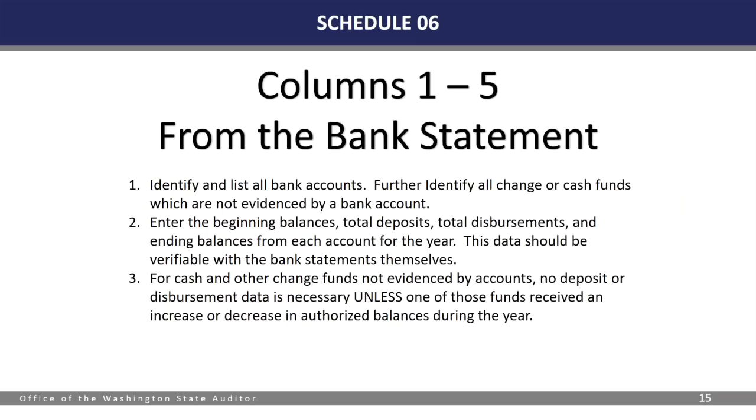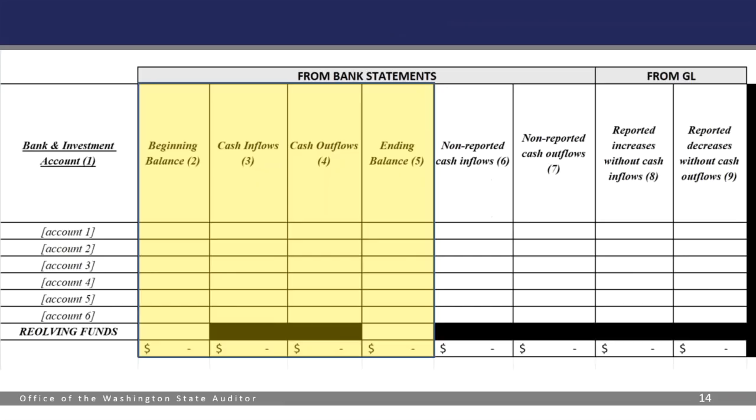As stated earlier, cities and counties should include all bank accounts and investment accounts. Although most likely immaterial to your total cash, we'll also need to know the balances of all change funds and petty cash funds, which are supported by maybe a lockbox with cash in it, because you also report these on your financial statements as cash. Again, those will go in column 1.